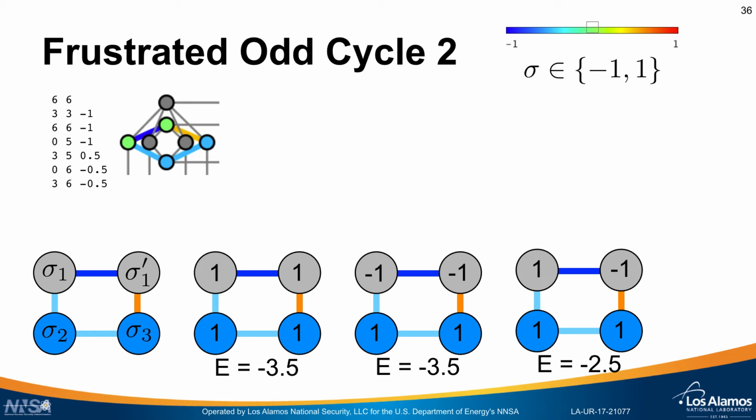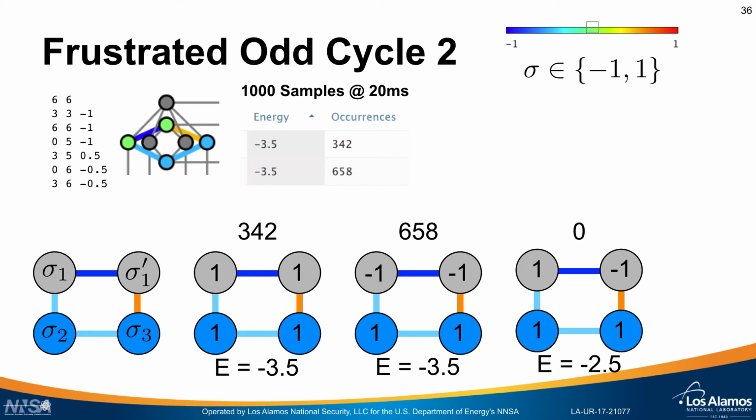So let's try running this particular implementation in the hardware, and we'll run 1,000 samples at 20 microseconds. And indeed, we only get the two ground states. So compared to the configurations we had before, we're getting the two logical problems we wanted, and we've essentially solved our broken chain problem. So that's the basic overview of chains and why they are a little bit tricky to deal with.